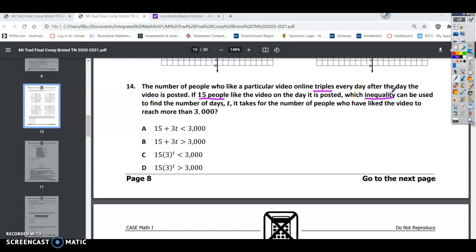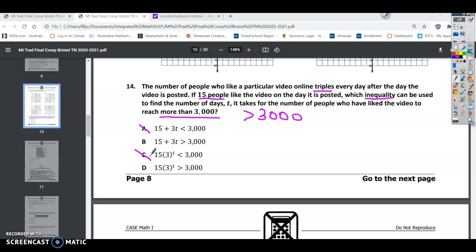that just means less than or greater than, can be used to find the number of days t it takes the number of people who liked the video to reach more than 3,000. All right, so more than 3,000 means I need greater than 3,000. All right, so greater than 3,000 already eliminates A and C.